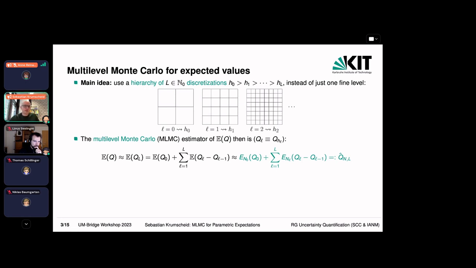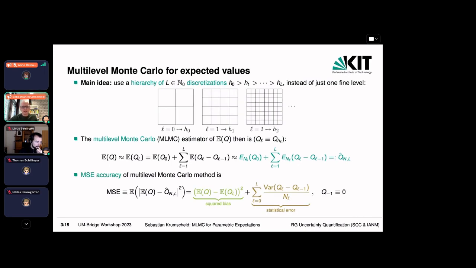And why is there any use in that? Well, if I look into the error, for example the mean squared error of what I can compute using my approximations, then I get a separation into the squared bias term and what I call the statistical error. And the observation is that if the variance of this fine approximation compared to its coarse counterpart decays as I go to finer and finer levels, then I can get away with fewer and fewer samples on those finer levels. Okay, and that's the whole idea. I can now try to identify conditions for how to choose my finest level and the number of samples on each level.